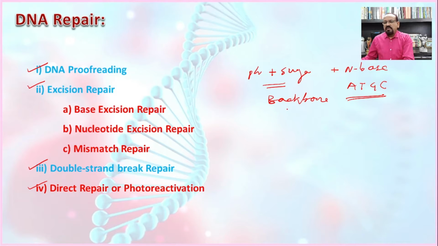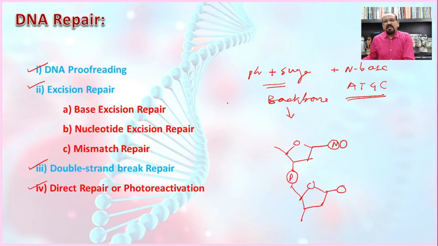Now, if we see this attachment, the sugar is there, and at the first carbon atom there is a nitrogen base, either a single ring structure or a double ring structure. And in this way there is an attachment of the different nitrogen bases.